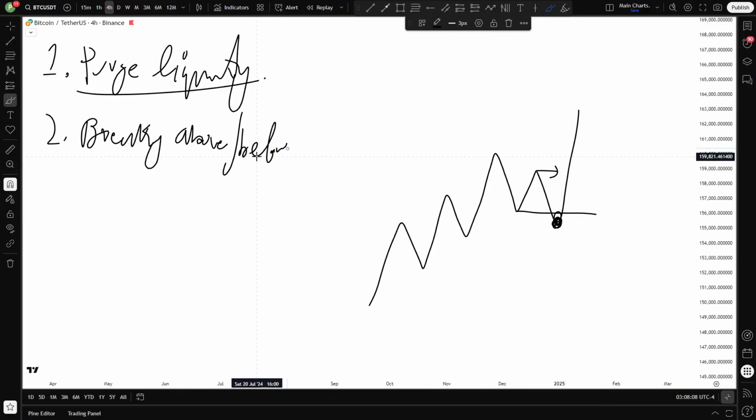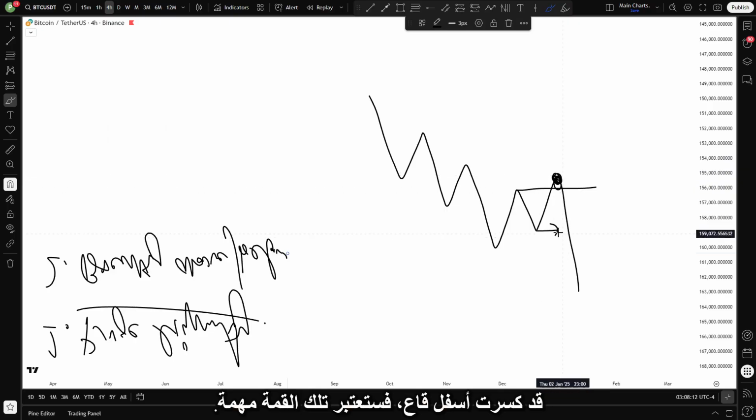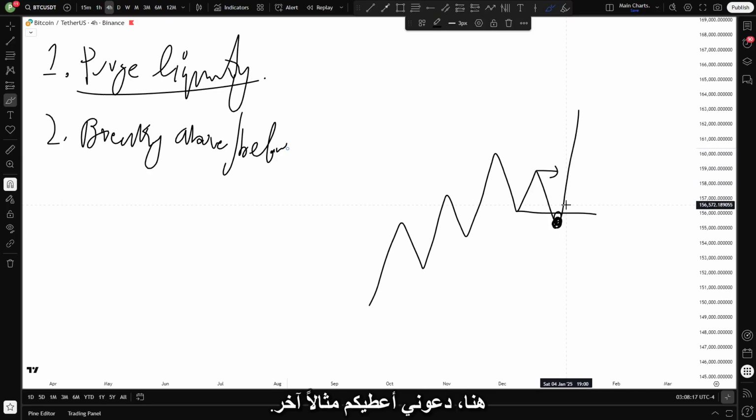Or if a high has broken below a low, then that high would be considered a significant one. Here, let me give you another example.